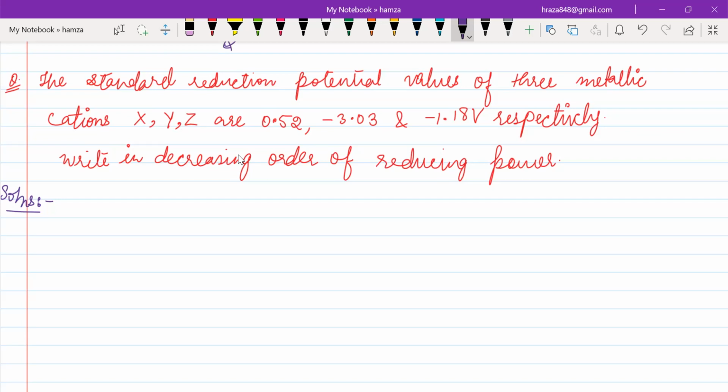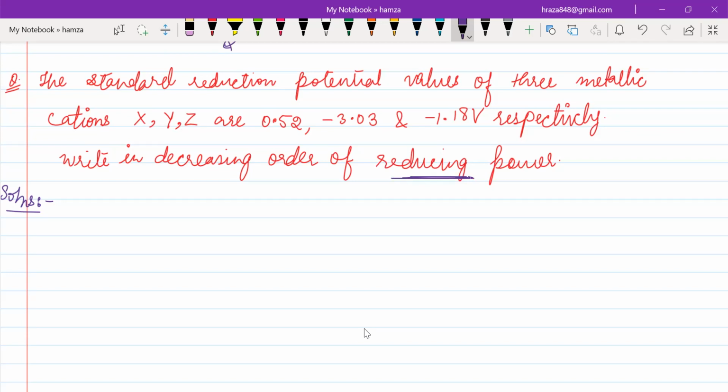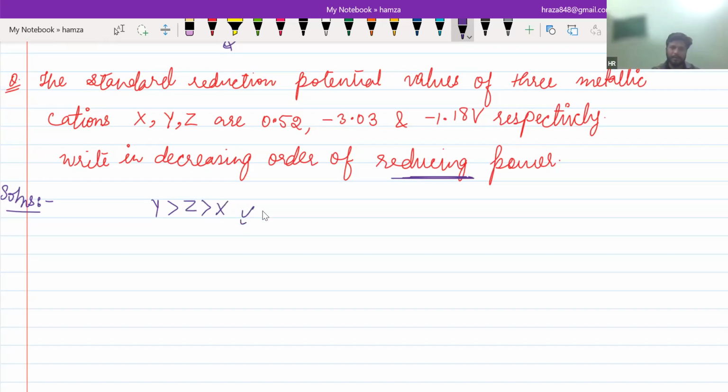Sir, which one will have the highest reducing power? The highest reducing power would be Y, minus 3.03, and then after that Z, and then X.